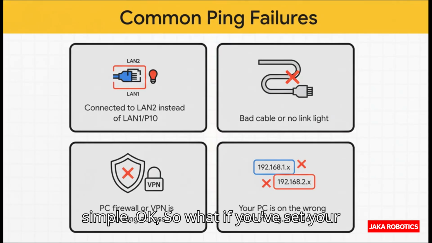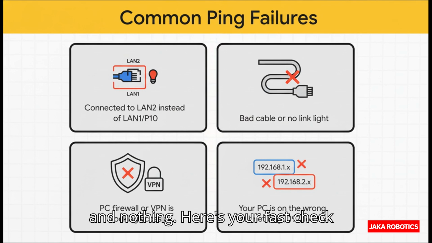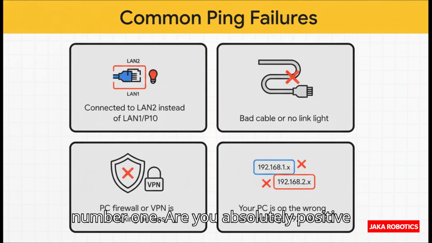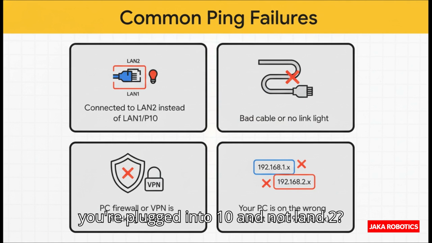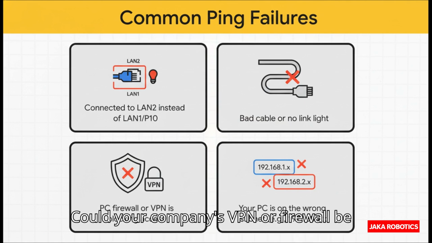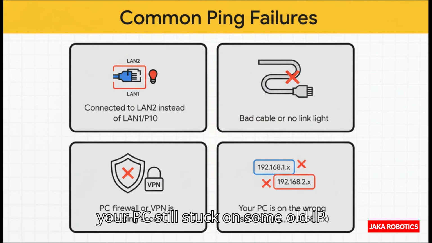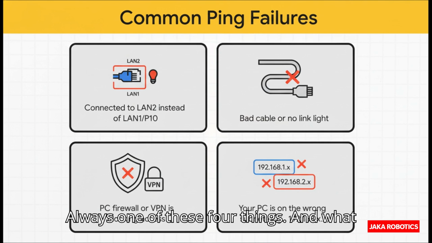Okay, so what if you've set your IP, you try to ping 10.5.5.100 and nothing? Here's your fast check. Number 1, are you absolutely positive you're plugged into P10 and not LAN 2? Do you see a little green link light? Could your company's VPN or firewall be blocking it? And just double check, is your PC still stuck on some old IP address? I promise you, it's almost always one of these 4 things.